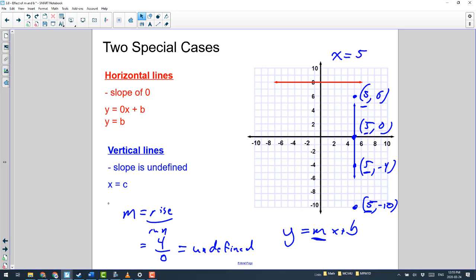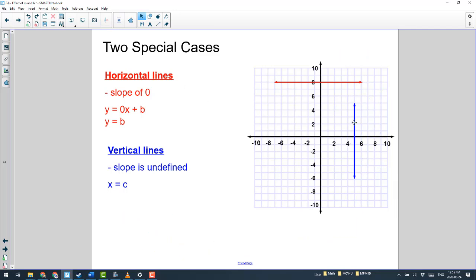So when you have a vertical line, it has kind of a special case where we just say x equals, I'll call it c, some number, whatever that x number is. In this case, it's 5. If I were to move this line, let's try something else. Over here, I would call this line x equals -6. Over here, x equals 2, x equals 8, and so on.